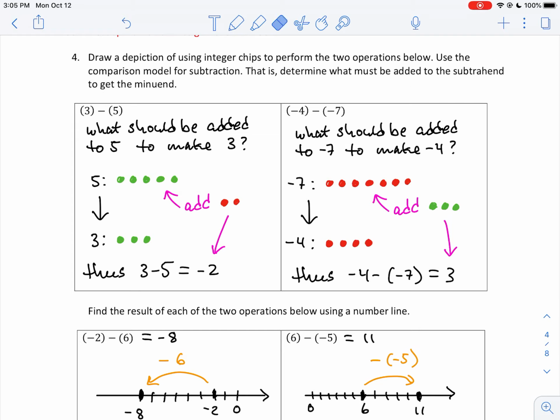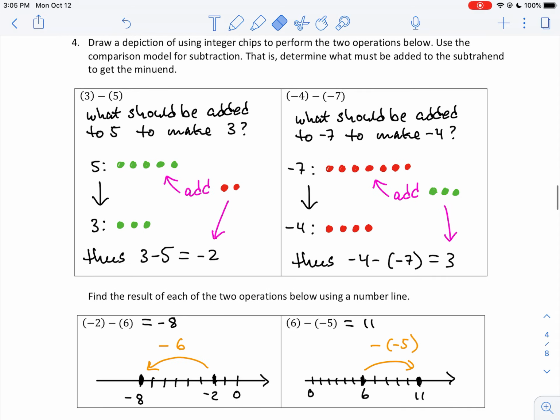So we're doing this now just with negative numbers present. So if you see 3 minus 5, I'm thinking, okay, what do I need to add to 5 in order to make 3? So I start with 5, and I want to add stuff to that so that the result is 3.